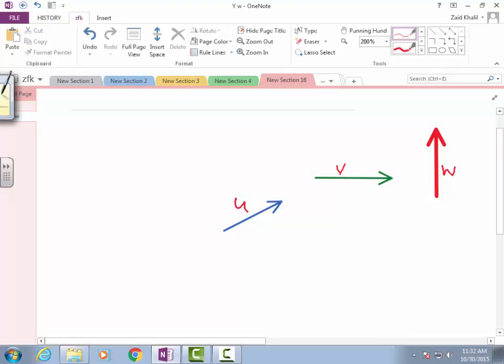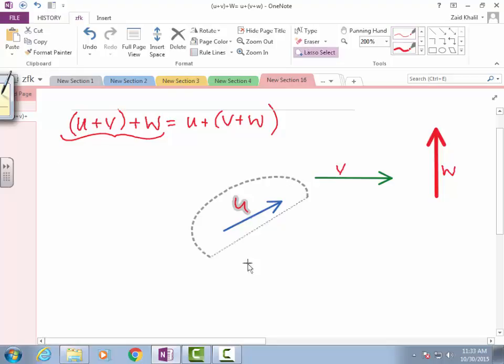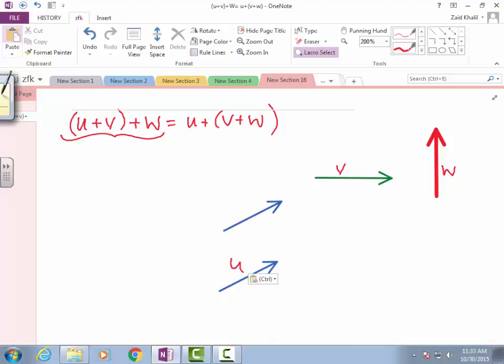And so, associative says what? U plus v plus w is equal to? So how do we show that? Which one do you want to start with first? Let's start with this side. So what's that? We take u, copy, paste.